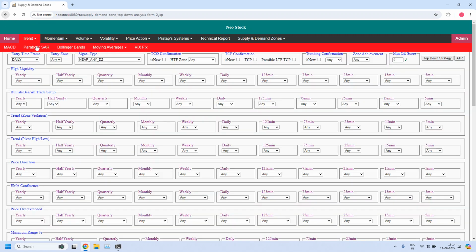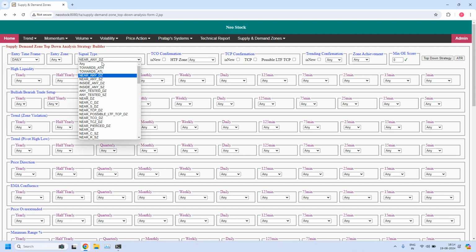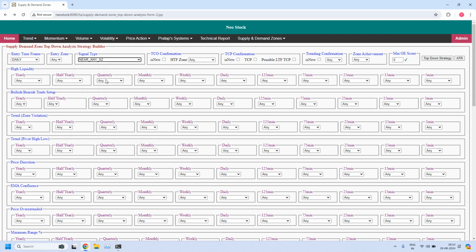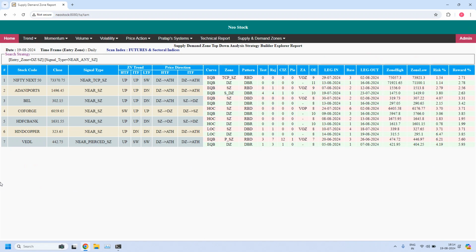Okay, in the next report for daily time frame, let us find the stocks near daily supply zone. 7 stocks are filtered. Let us identify high liquidity supply zones from this list. First one is NIFTY Next 50, having a high liquidity daily supply zone, and NIFTY Next 50 is also an indices. It is also listed in F&O. Recently, NIFTY Next 50 is added in few months back or recently.